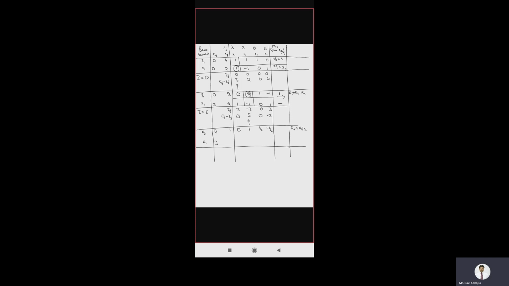The second thing is that I have to make this value of minus 1 as 0. So I have to apply the operation R2 tends to R2 plus R1. If we add plus 1 and minus 1, that will be 0, right? So let's add. So when we add this, what will happen? 2 plus 1 will give me 3. 1 plus 0 will give me 1. Minus 1 plus 1 will give me 0. 0 plus 1 by 2 will give me plus 1 by 2.